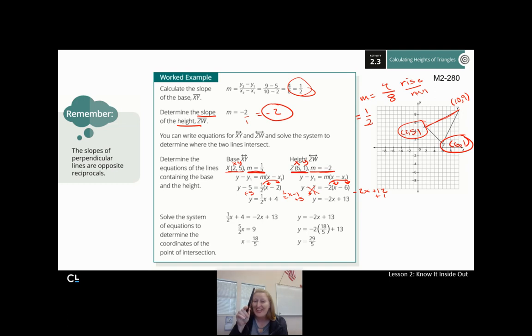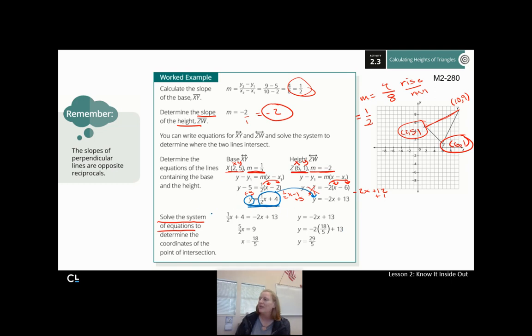There's a lot of old stuff going on here. Let's take it back to our last unit when we solved systems of equations. So I see that I have y equals 1/2 x plus 4, and I have y equals -2x plus 13. This means everywhere I see a y, I can substitute 1/2 x plus 4. So instead of y equals -2x plus 13, we can say 1/2 x plus 4 equals -2x plus 13.